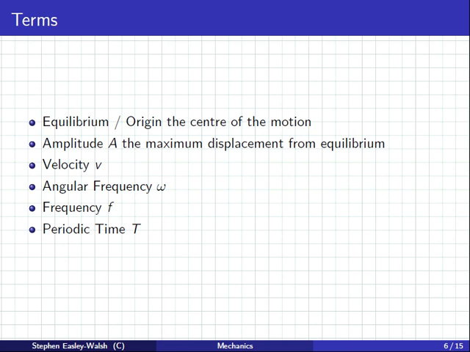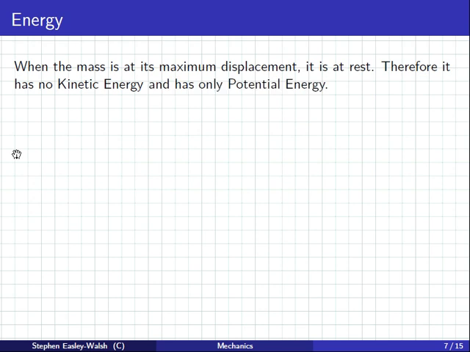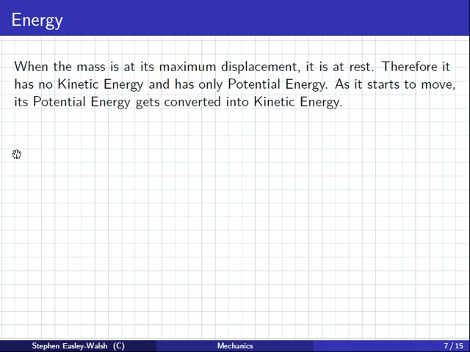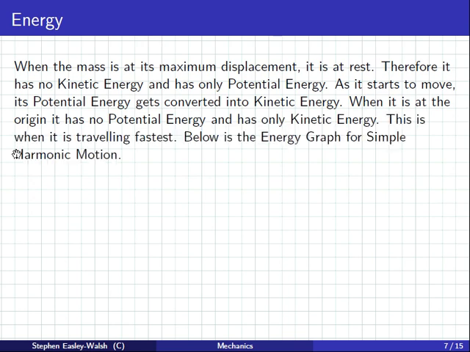Alright, you got that? Yeah? Okay. Now, next. You got that? Yeah. So, when the mass is at its maximum displacement, it's at rest. So it has no kinetic energy, right? It has only potential. As it starts to move, its potential energy gets converted into kinetic energy. When it's at its origin, it has no potential energy, it has only kinetic energy. That is when it's traveling its fastest.